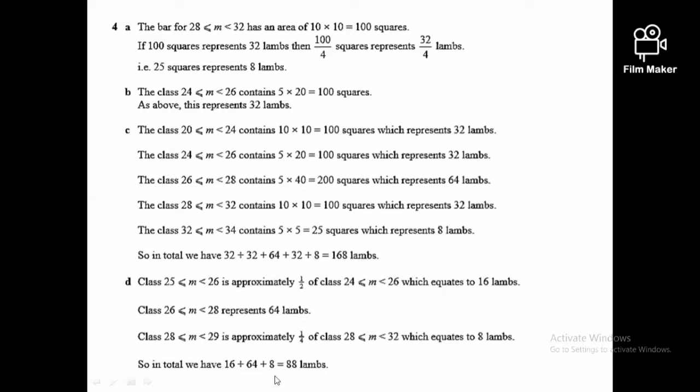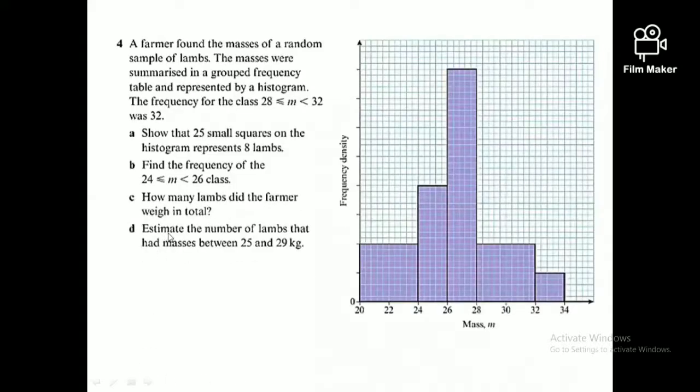Right. Then let's come to part D. Estimate the number of lamps that have mass between 25 and 29. That is from where to where? From here, 25 to 29. So you need to count the area over here. We need to count the area from 25 to 29. This total area we need to find out. Let's see how to count that.